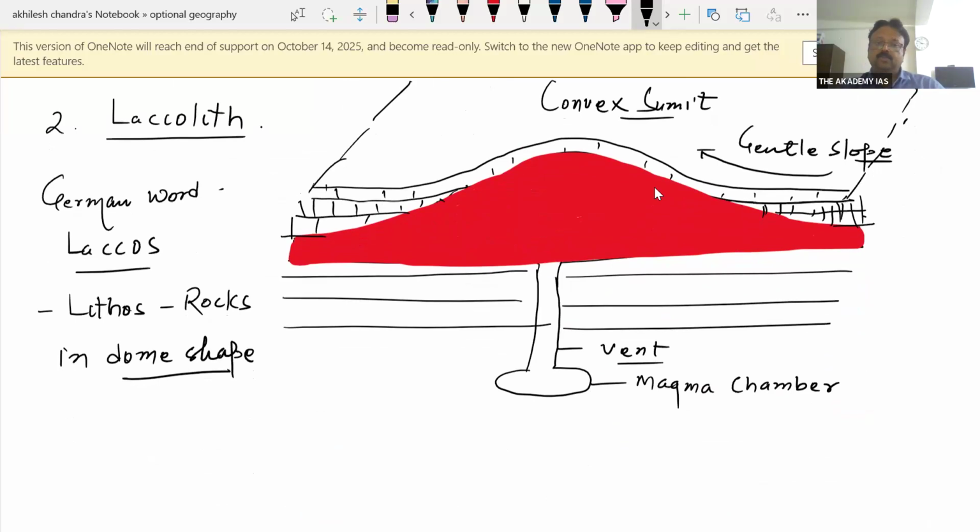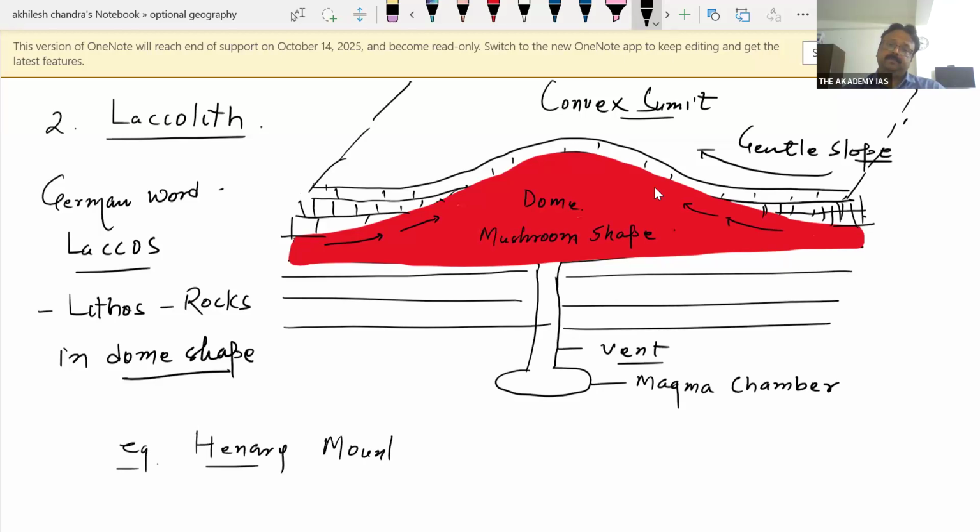So upper strata look like dome shape. This is dome. Gentle slope. Mushroom shape. Intrusive rock formation. And the best example is Henry Mountain of United States of America.